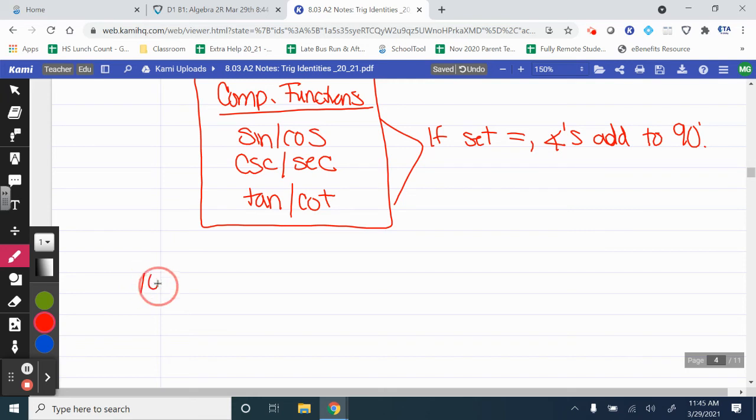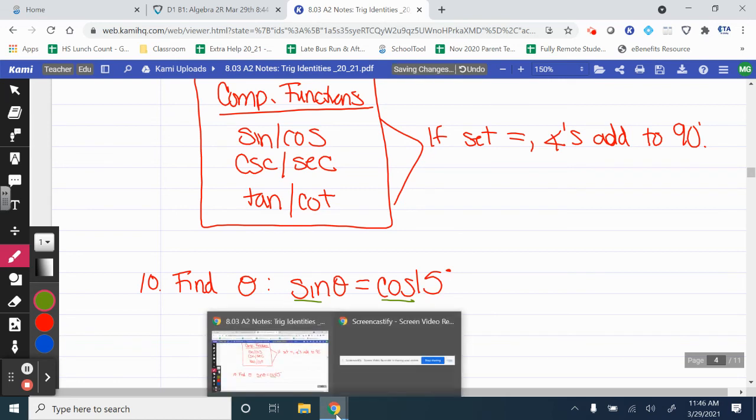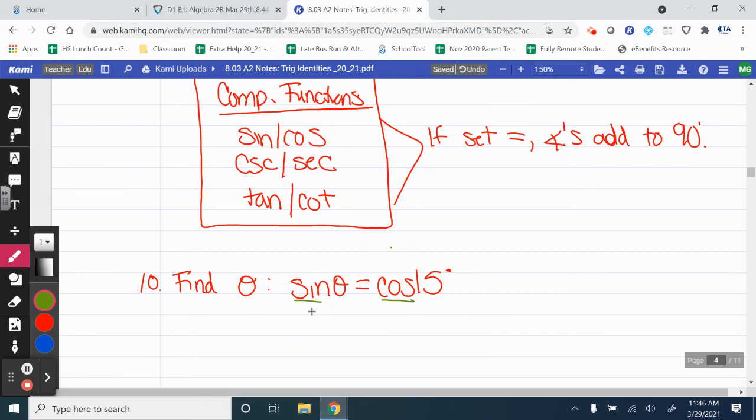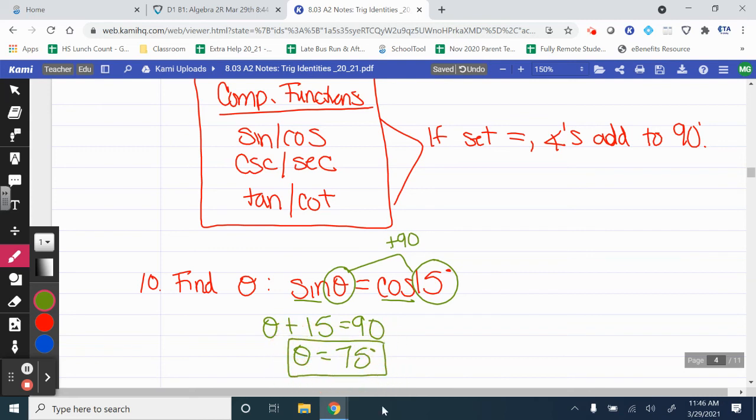All right, so let's do a couple practice here. Find theta when sine theta equals cosine of 15 degrees. So once you see sine and cosine set equal to each other, and you guys should have done these in geometry with just sine and cosine already, then we know their angles, theta and 15, have to add to 90 degrees. So theta plus 15 has to equal 90. Subtract your 15 from both sides, and we get theta will be 75 degrees.